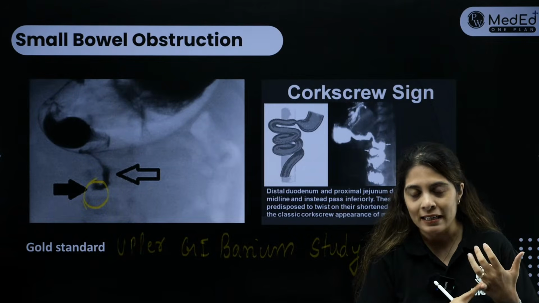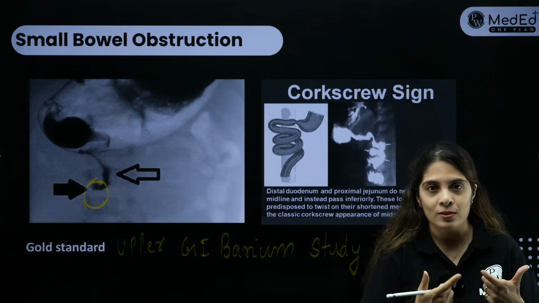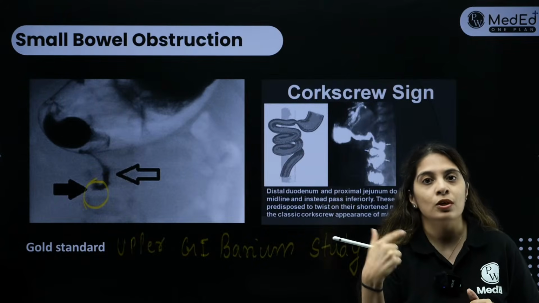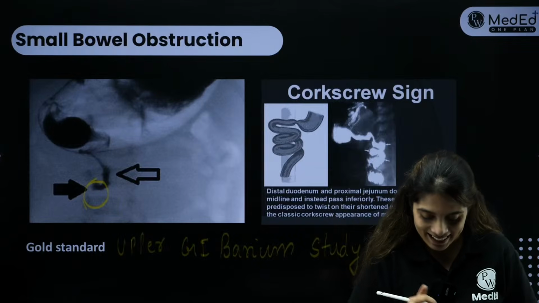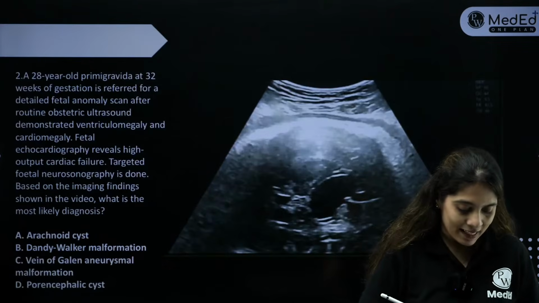One is your Whirlpool sign, right? One important thing is corkscrew sign, but the characteristic ultrasound Whirlpool sign can really be tested, and that is why I have included that as your first question, right? So let's move towards our second question.